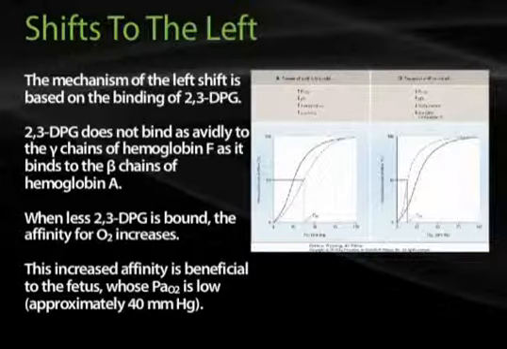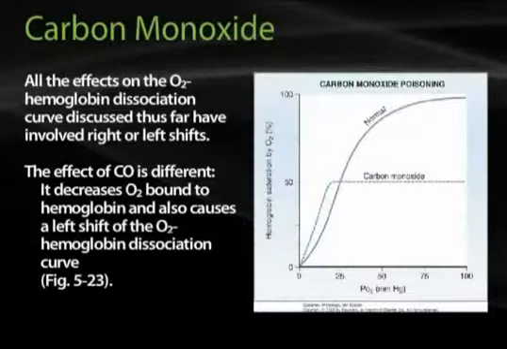The mechanism of this left shift is based on the binding of 2,3-DPG. 2,3-DPG does not bind quite as avidly to the gamma chains of hemoglobin F as it does to the beta chains of hemoglobin A. So with less 2,3-DPG bound, the affinity for oxygen increases, and this increased affinity is beneficial to the fetus, whose PaO2 is low, about 40 millimeters of mercury.